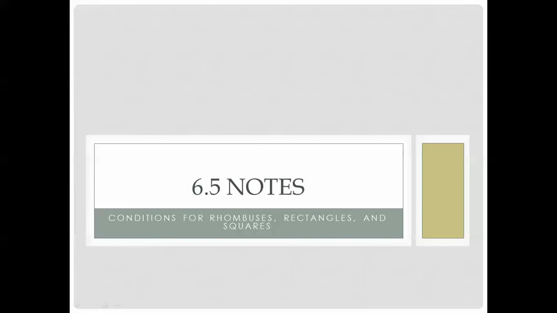6.5 notes. Conditions for rhombuses, rectangles, and squares. This section is going to be a lot like the previous section, 6.4. What we're looking for is what makes a rhombus, what makes a rectangle, what makes a square. And then we'll answer a few follow-up questions.